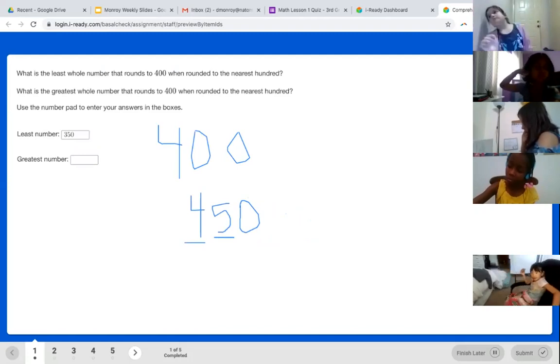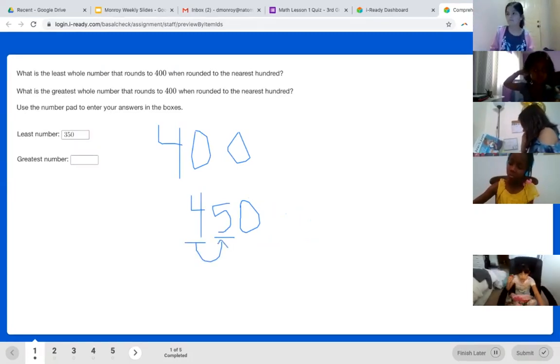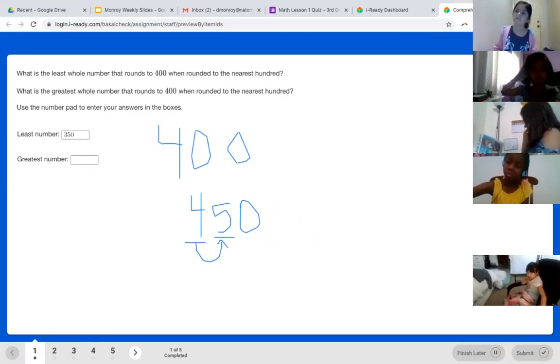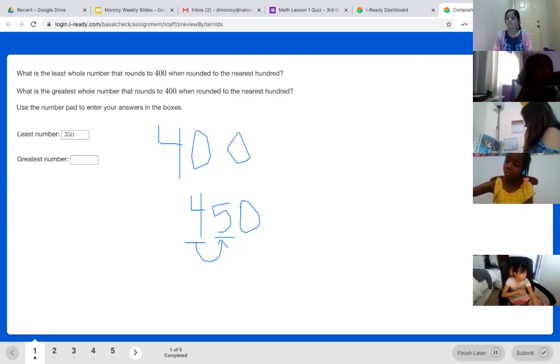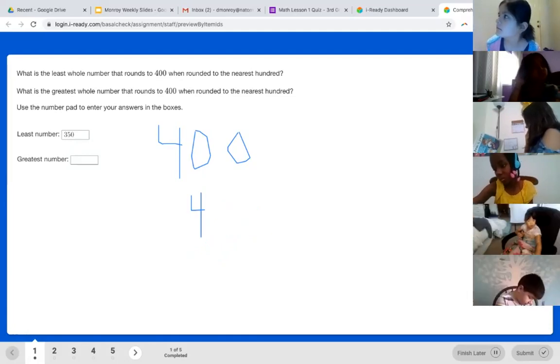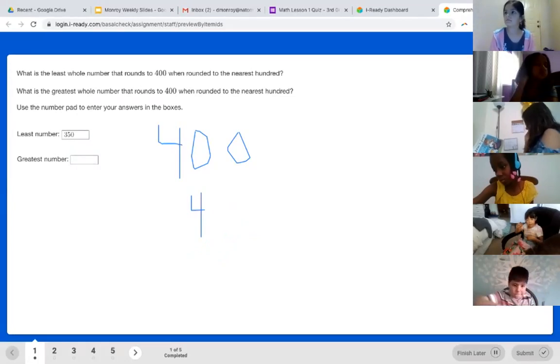If we're rounding to the nearest 100, we're going to look at the 5. That 5 rounds it up, right? So it would turn the 4 to a 5. So it can't be 450. Okay. So here it goes. But what if we tried 449? So that's 1 less again.